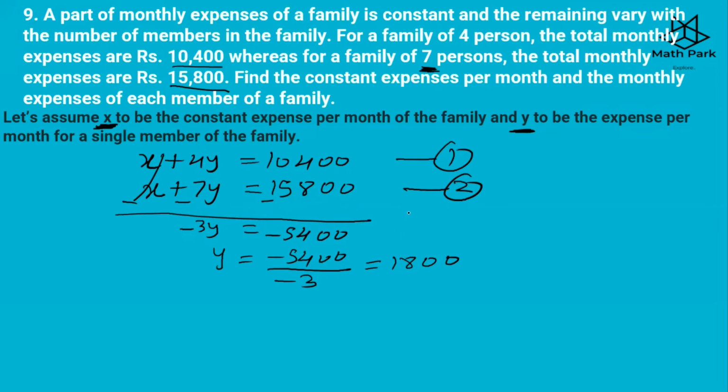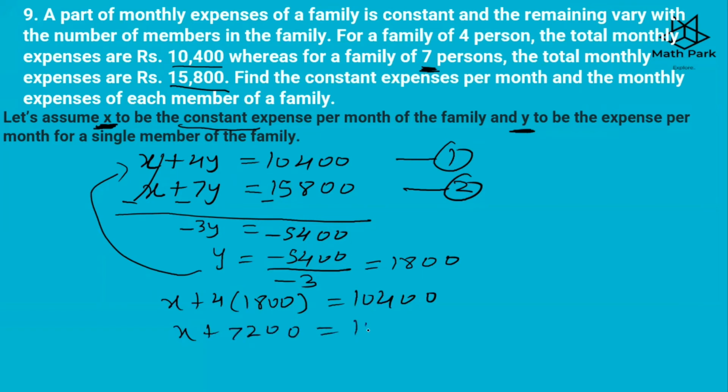Now we have to find the constant or fixed expense for the family. Okay, what is the constant expense? So let us substitute y is equal to 1,800 in equation number 1. So x plus 4 times 1,800 is equal to 10,400. So x plus 7,200 is equal to 10,400. So we get x is equal to 10,400 minus 7,200, which is 3,200. Got it? Subtract, you get this as 3,200.